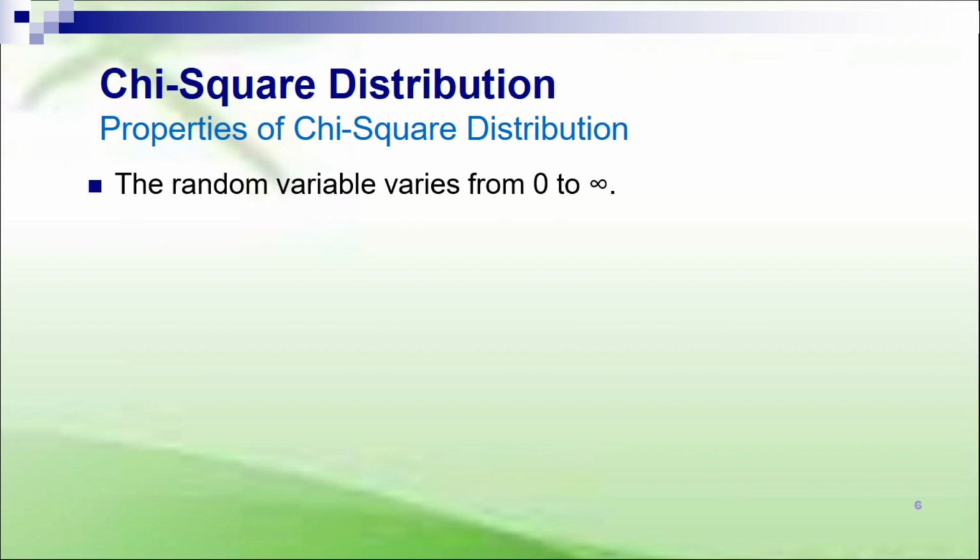If we say the random variable x follows a chi-square distribution, this indicates that the random variable can have any positive value. The random variable varies from 0 to infinity. This is the infinity sign, a very large number. Therefore, for the chi-square distribution, since it is a squared distribution, it contains positive values only.